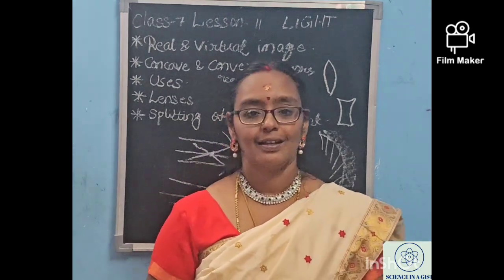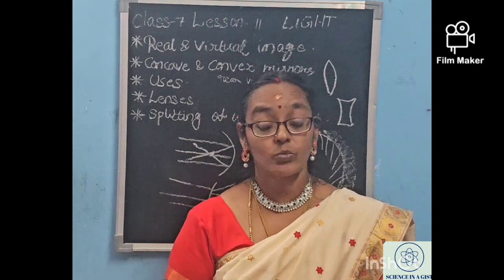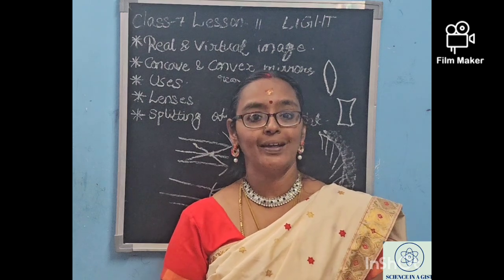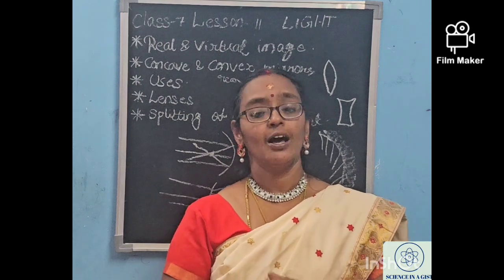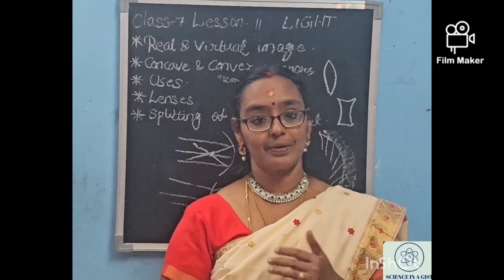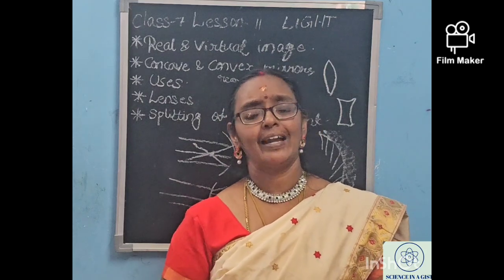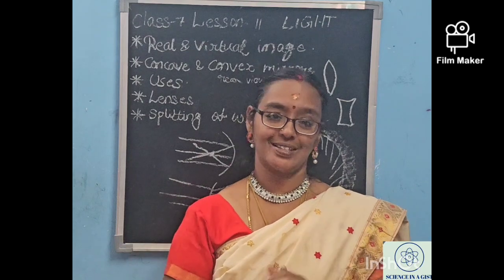Okay, now we have concluded this lesson. What all things have we learned? We have learned about light, properties of light, reflection, then plane mirrors, then concave and convex mirrors, then lenses, concave and convex lens, and about white light of the sun.